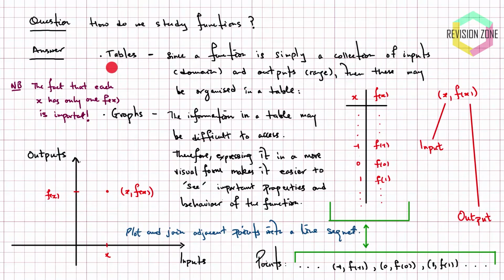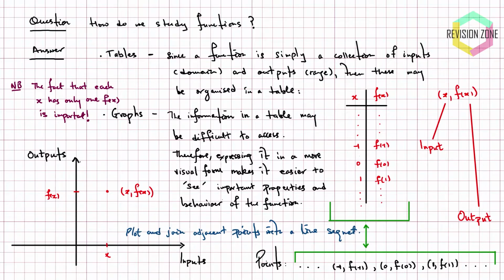Since a function is simply a collection of inputs, in other words, the domain values, and the outputs, in other words, the range values, then to study a function, we just really have to study the set of domain values and the set of range values, right? And we can do that by organizing them in some sort of a table. So I can have my inputs on one side and I can have my corresponding outputs on the other side. And we can then go away and basically study patterns in this sort of table of data, right?